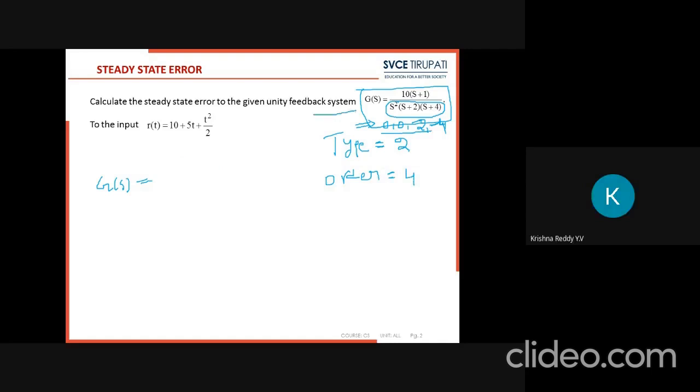Here for the system I have given the input 10 plus 5t plus t square by 2. First of all, I have given the input 10. It is 10 into t power 0 into u of t, where type is 2 and its input is 0. Type is 2, its input is 0. Whenever the type is greater than 0, what is the steady state error?